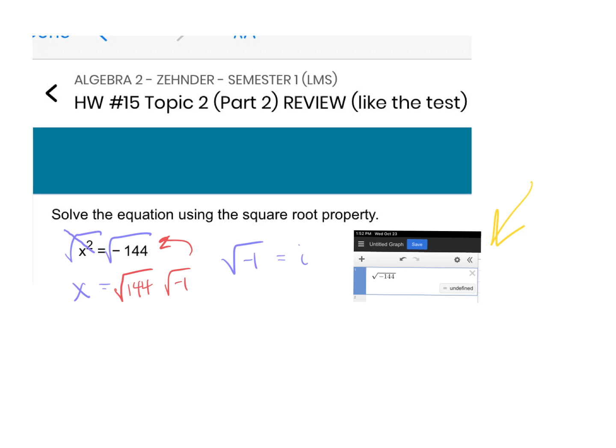So I'm going to get x equals 12, and I know that the square root of -1 is i. So this is i. But the square root of 144 isn't just 12, it's actually plus or minus 12 when I'm solving an equation. So this answer right here is going to be plus or minus 12i.